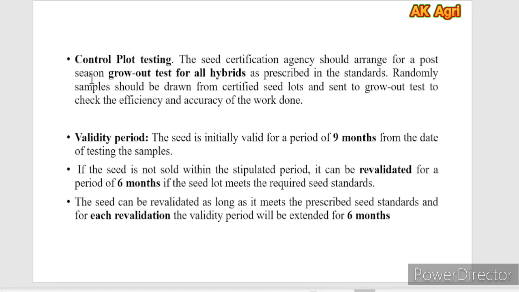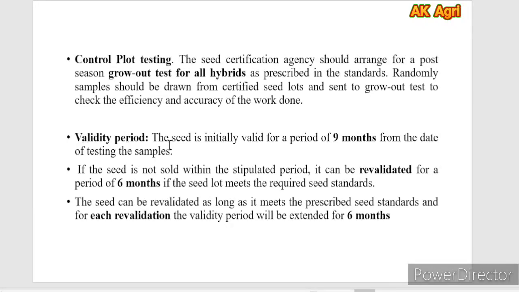Then the control plot testing. It is nothing but conducting the grow out test for all hybrids. In case of hybrid seed production, the grow out test is a must to know the genetic purity and to check the efficacy and accuracy of the work done by the seed certification agency as well as the grower. The grow out test is mainly done to know the genetic purity of a crop variety or a hybrid. In case of hybrids, the grow out test is a must.